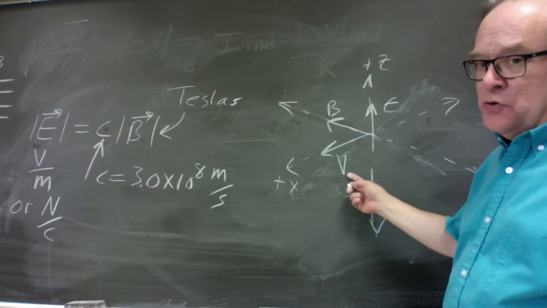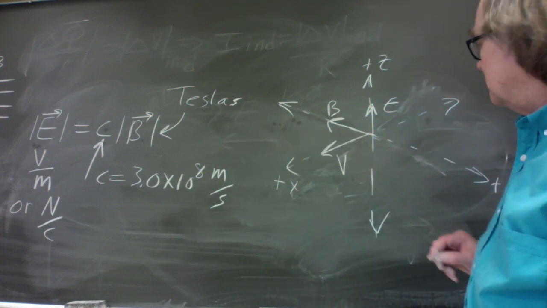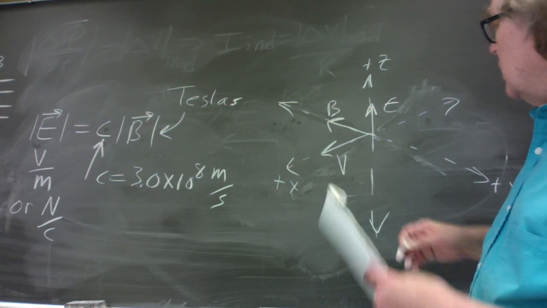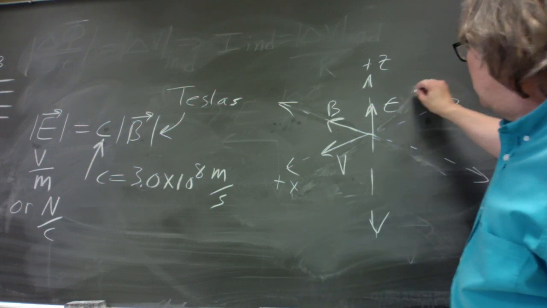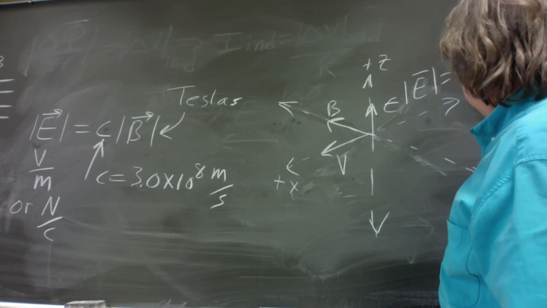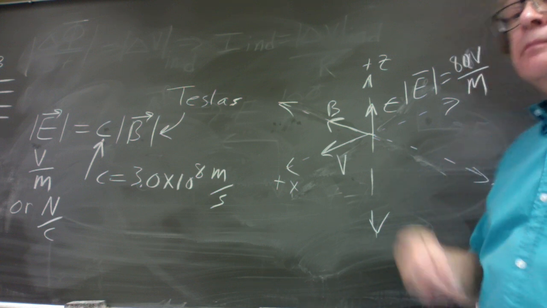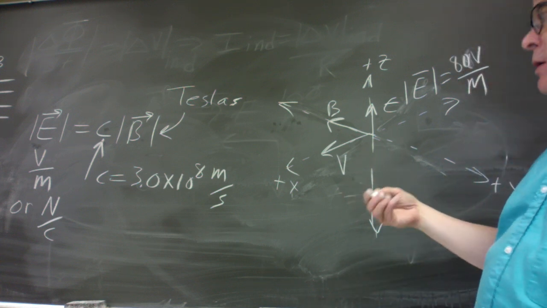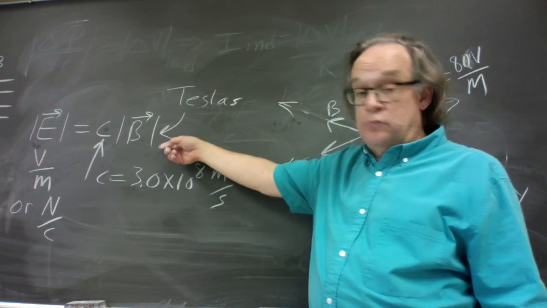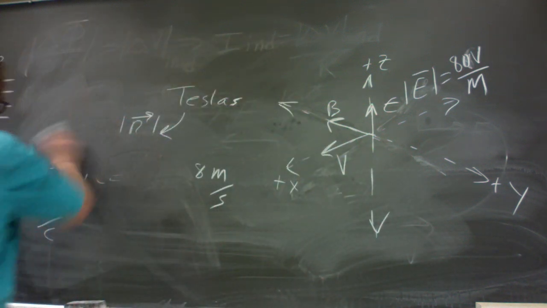And remember, the magnitude of that velocity is always going to be 3 times 10 to the 8th meters per second. Okay, let's say we know the magnitude of this. The magnitude of the electric field is just 80 volts per meter. That tells us what the magnitude of the magnetic field must be, because they have to obey this rule. Magnitudes have to obey that rule.